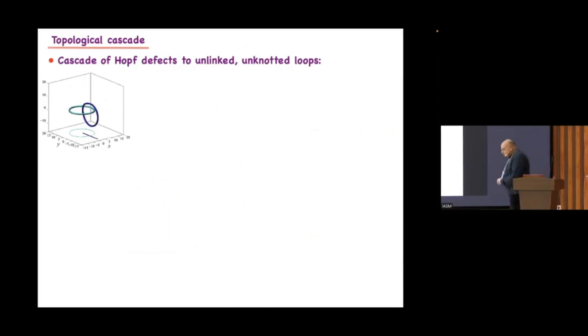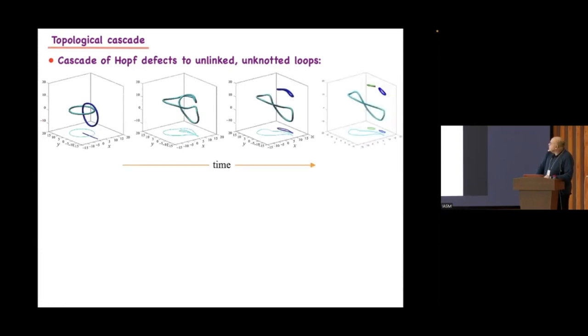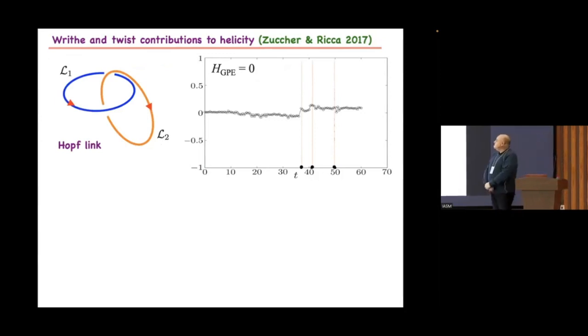Now, as I said, the proof that it was 0 is already available from other papers and older papers. Here we have a cascade of a Hopf defect, a direct numerical simulation done by Simone Zuccher, and as time goes on, you see that the system reconnects. It changes topology, it forms a loop, and then the loop decays to smaller and smaller loops. This is a very well-known process. It reminds us of other processes that I'll show you in a moment.